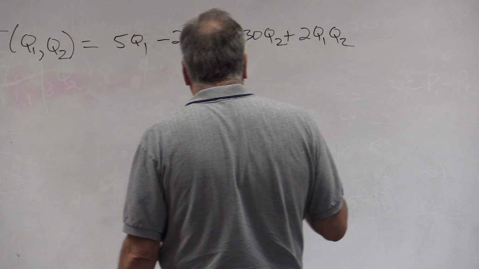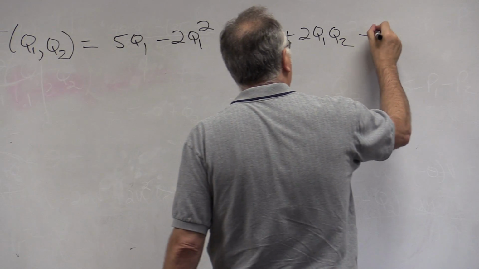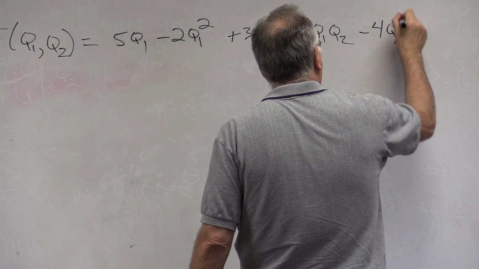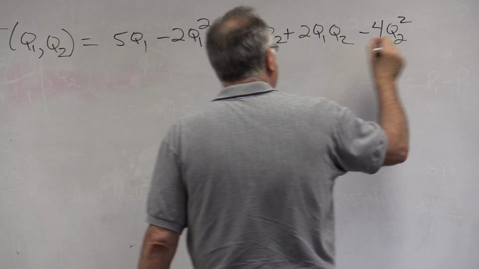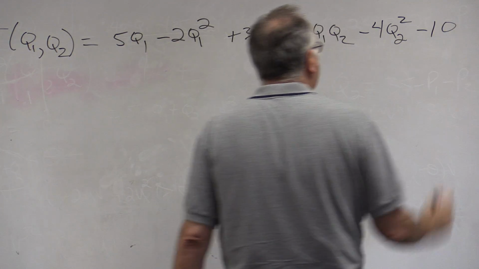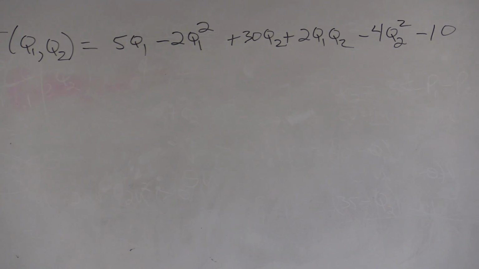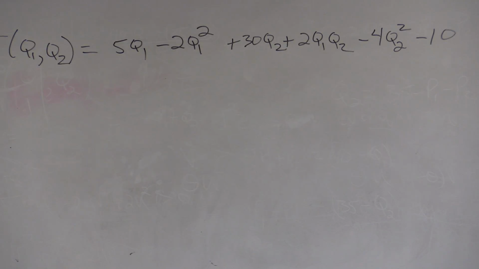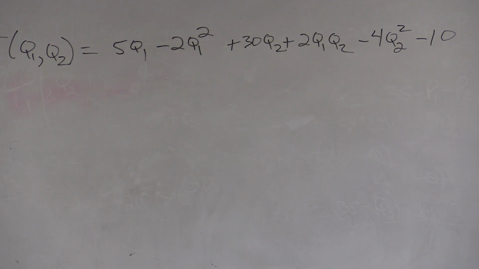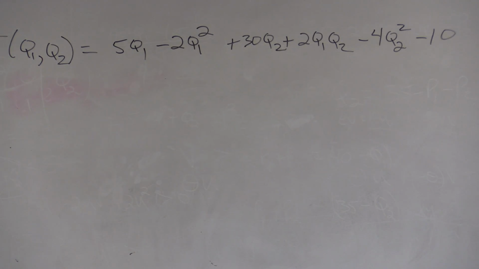Okay. Then we have our minus 4Q2. Simplified it a little bit too much, didn't I? Minus 10. There we go. Okay, I think that's complete now. But we definitely needed that 30Q2. Okay, that's your objective function that we want to maximize.